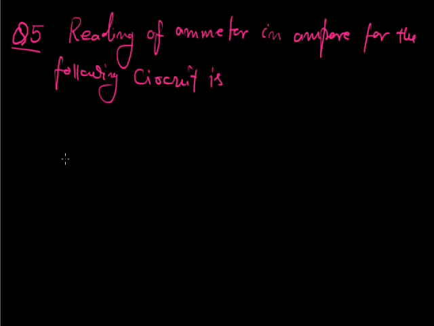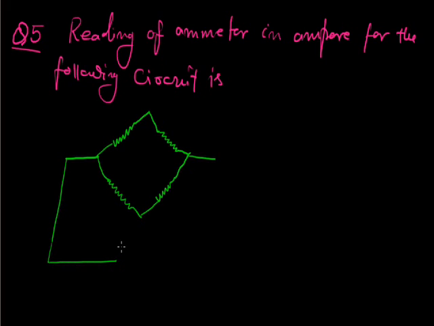This is the circuit. Battery is connected to a voltmeter. This is 1 ohm resistance. It is also 1 ohm, 1.5 ohm and 1 ohm also.